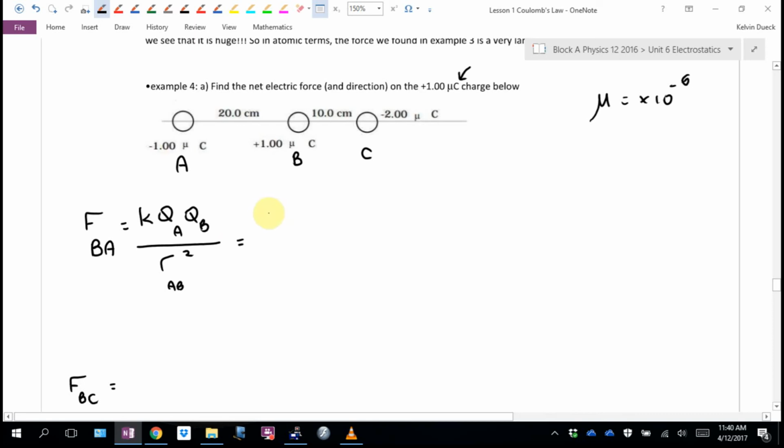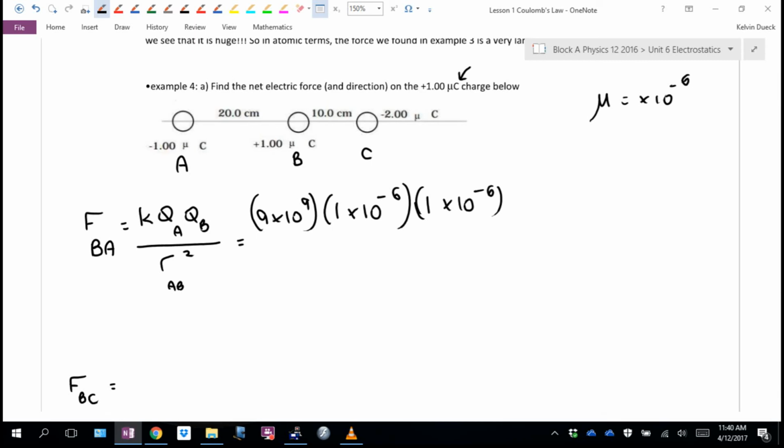K, 9 times 10 to the 9th. Charge A, 1 microcoulomb, 1 times 10 to the negative 6. Charge B, 1 microcoulomb. Mr. Dewick, wasn't charge A negative? We're using absolute value. We don't care about negatives. We're going to use the negatives and the positives to figure out the direction.